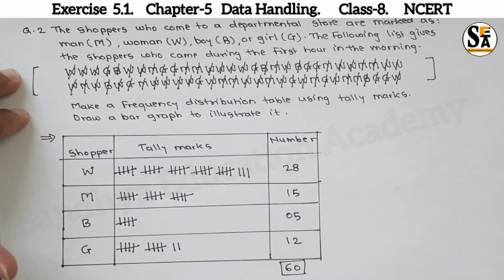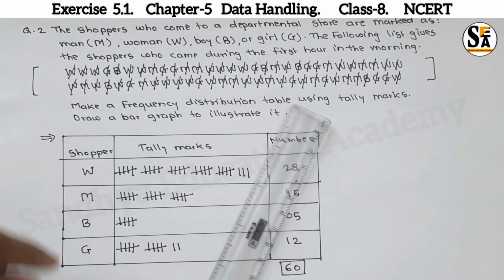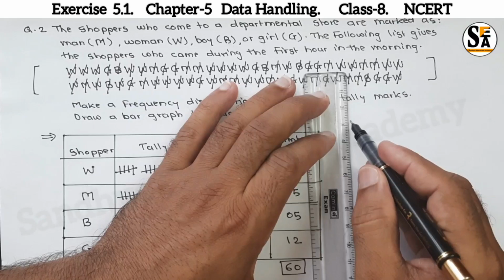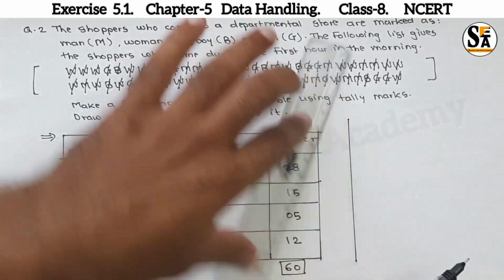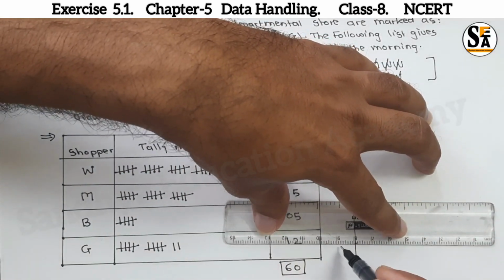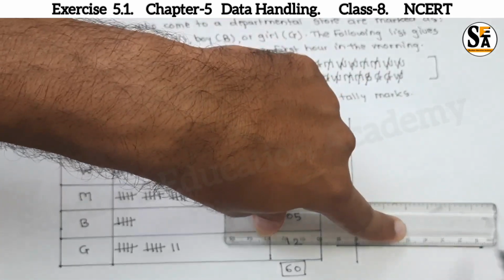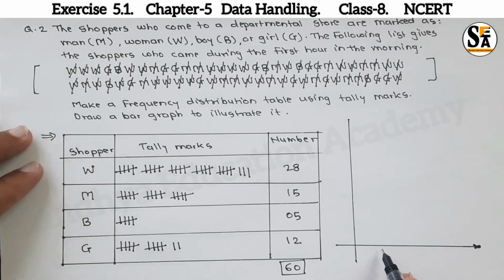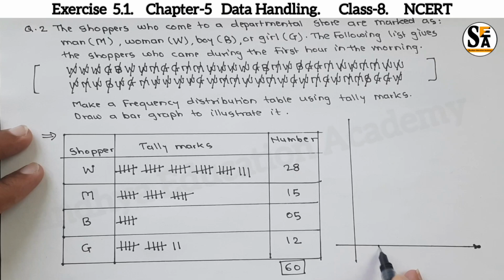Now how to draw a bar graph? A bar graph means we will have to make it like this. Suppose here we will mark a bar graph. Let this be the y-axis and this be the x-axis. On the x-axis we will make this entry, shoppers' entry: W, then here M, then here B, and here G.